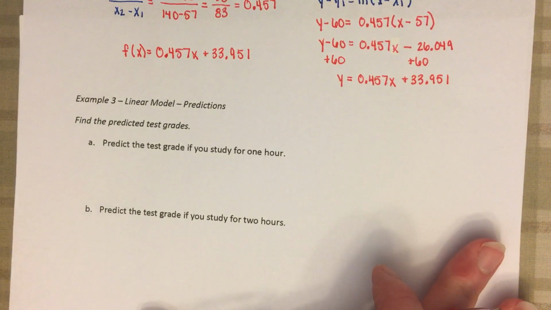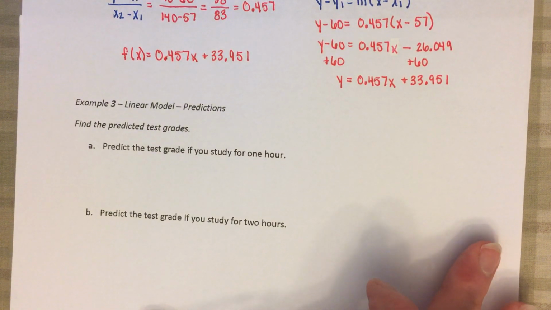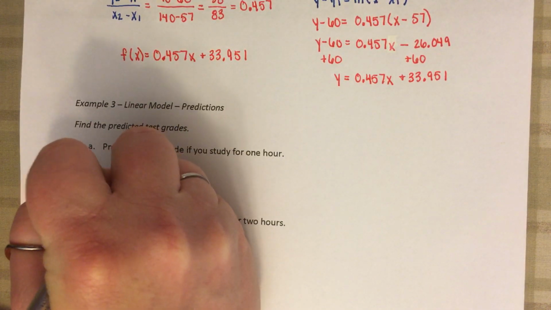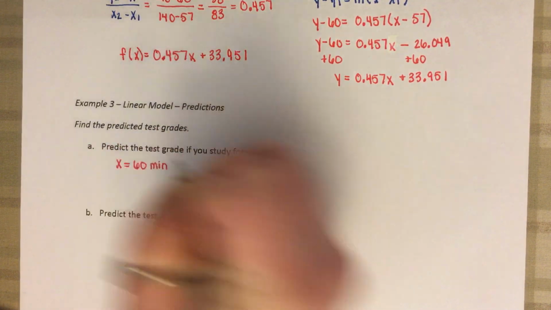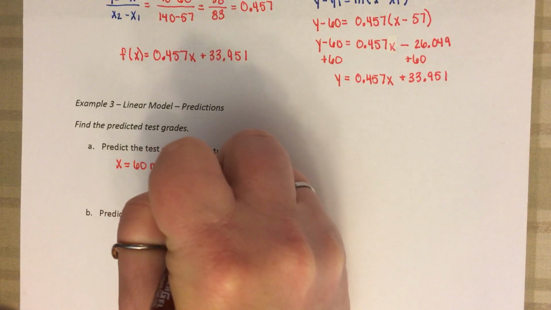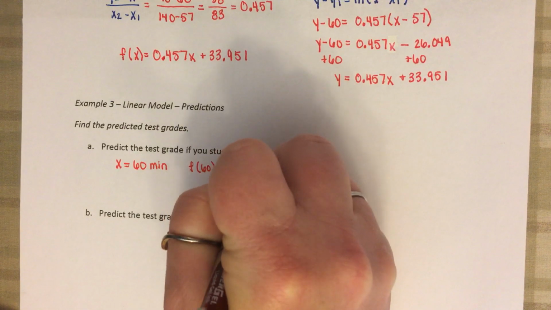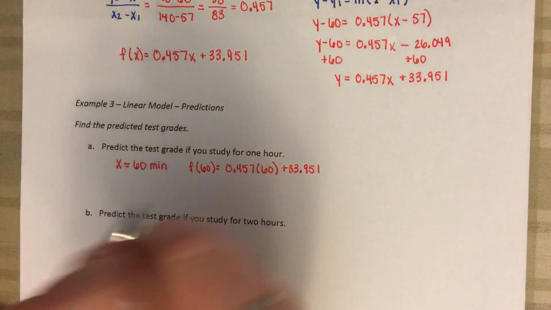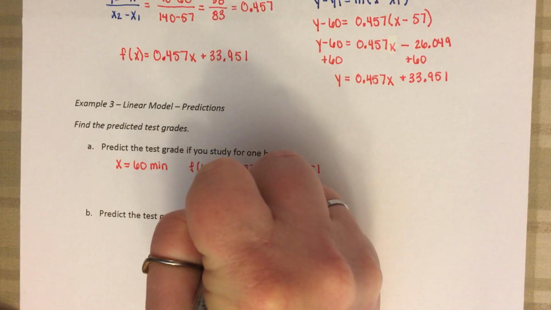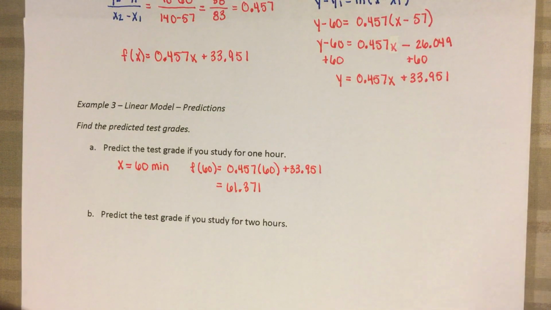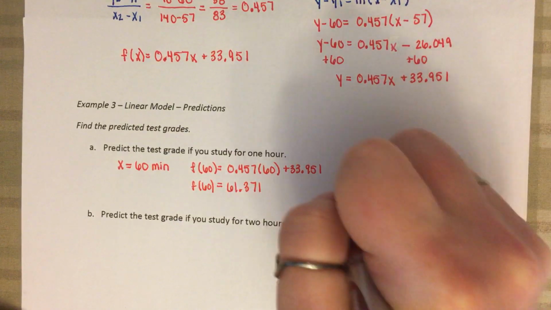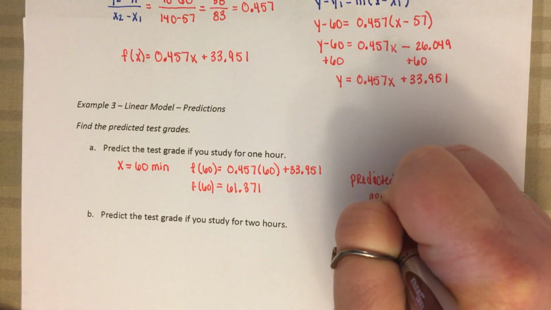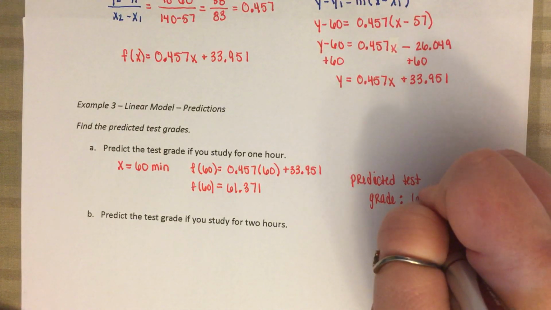The last thing we're going to do is use the equation that we just found to make some predictions. We are going to predict the test grade if we study for 1 hour, and then if we study for 2 hours. 1 hour is 60 minutes, so we are going to plug 60 minutes into our function. f of 60 is equal to 0.457 times 60 plus 33.951. Do your multiplication and then add. We get 61.371. So our predicted test grade if we study for an hour would be about a 61.